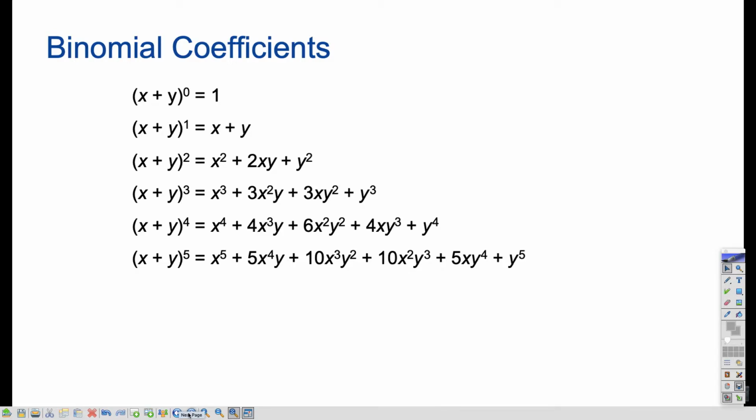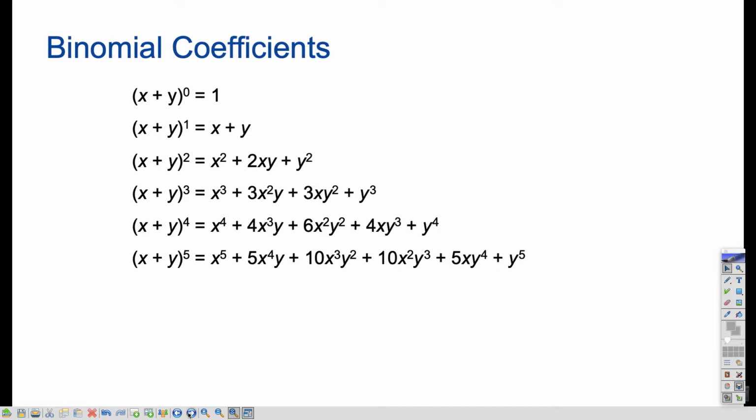Okay. So this binomial is x plus y to the 0 power. What's anything to the 0 power? 1. Okay. This is x plus y to the first power, which is just x plus y. But this is x plus y squared. So that means it's x plus y times what? X plus y. And you have to FOIL that out, right? Don't write this stuff down, guys. Okay. You just FOIL that out, right?